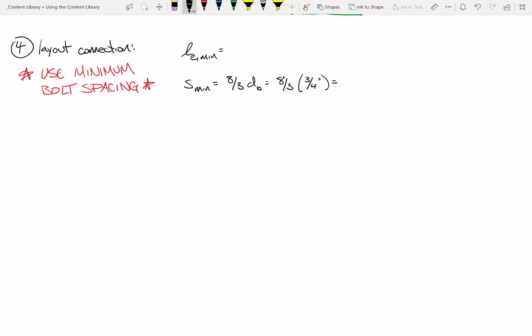And the 3's cancel. That's 8/4. That's 2 inches. Okay. Now, what's the edge distance? How do we get that? Anybody remember?